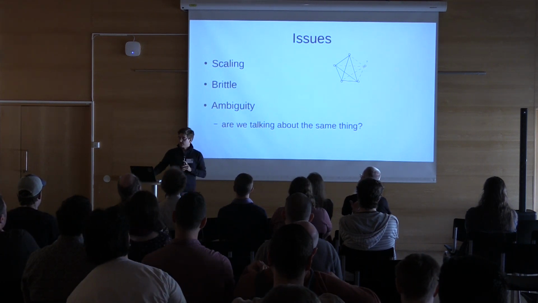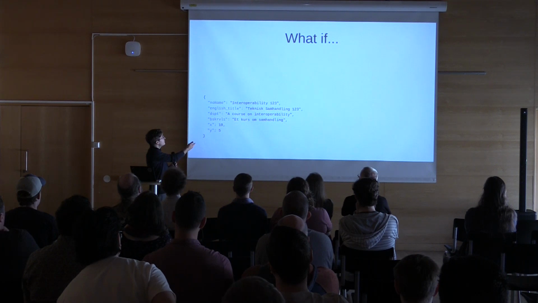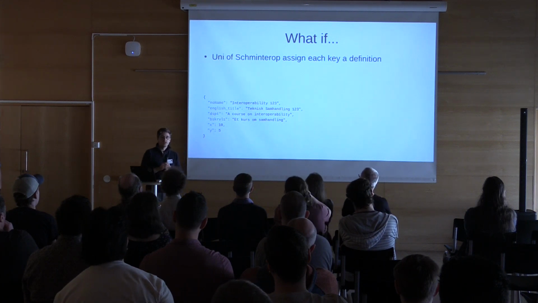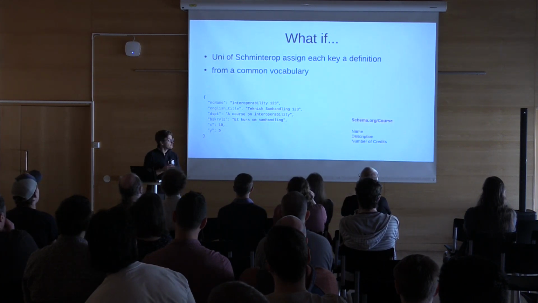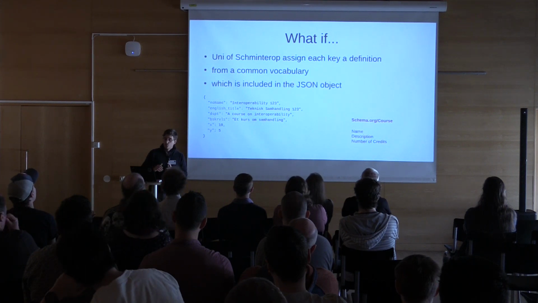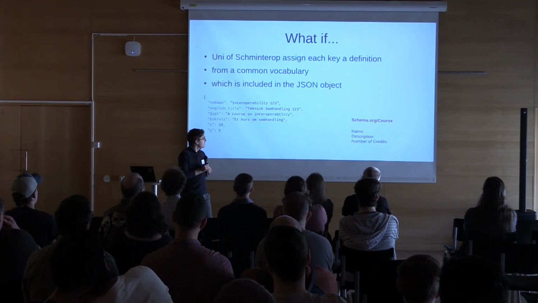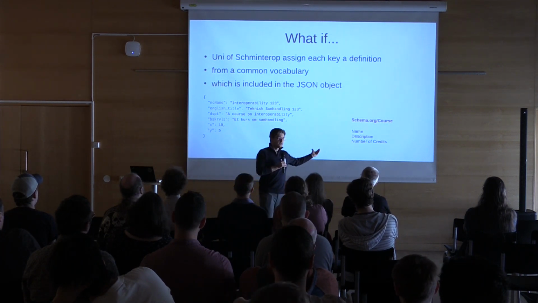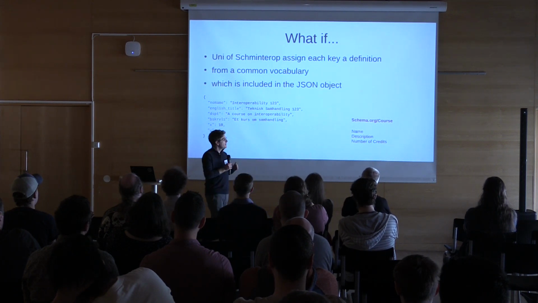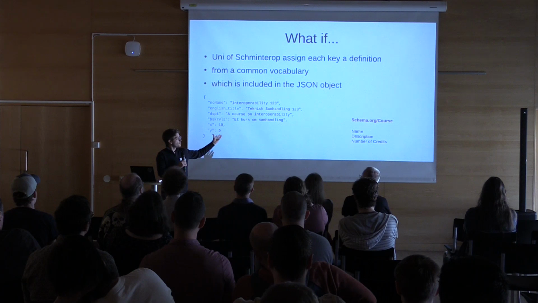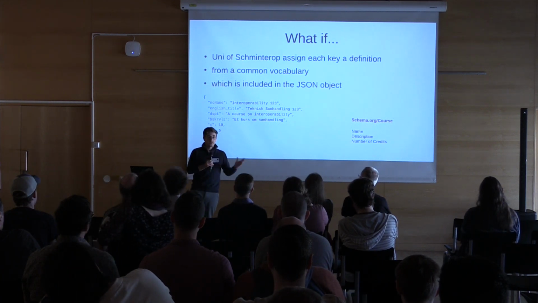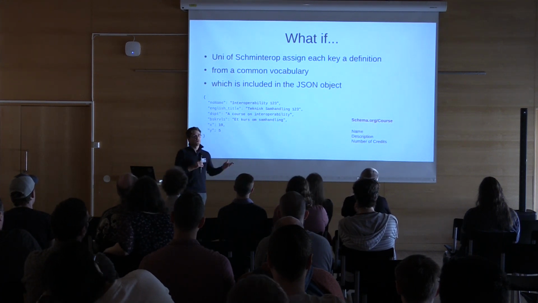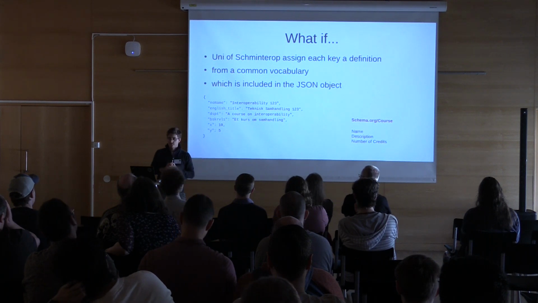So instead of that, what if, with this JSON body from the University of Schmidt, what if they had assigned each key a definition from a common vocabulary, which is included in the JSON object? And for this purpose, and as an example, we are going to use the schema.org/Course, which is also available as a web resource. And we are going to use the properties name, description, and number of credits, as they have defined. But you could use any common vocabulary that you agreed upon in this University Alliance. Just keep that in mind.